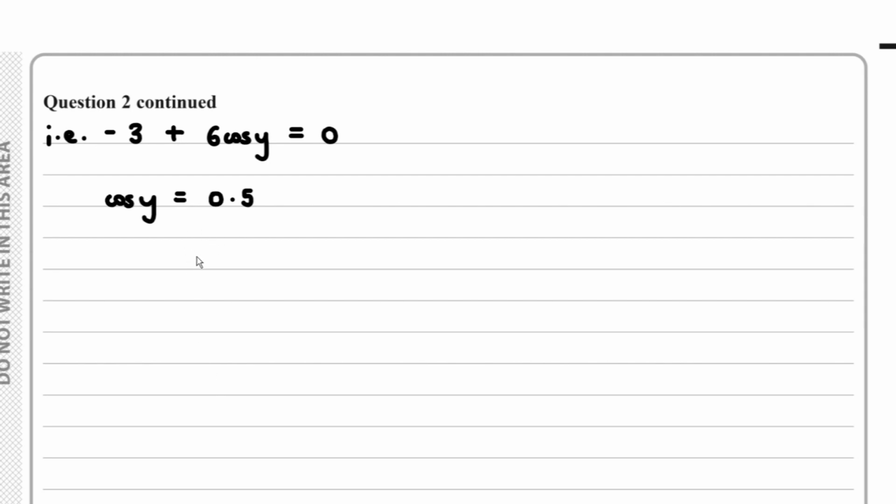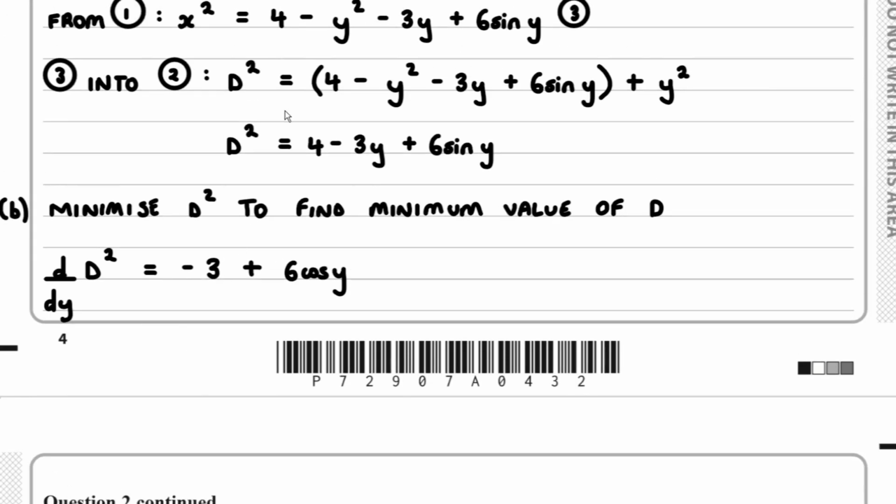So cos y equals 0.5, from which we can see y is equal to plus minus pi over 3. And with these values of y, we need to substitute these back into the equation shown here to find out the minimum value of d squared, and from that we can find out the minimum value of d.